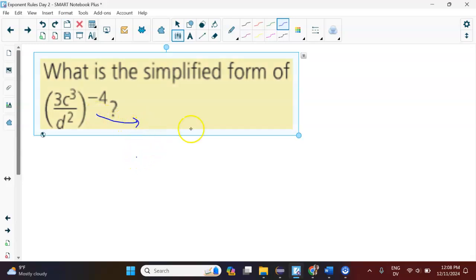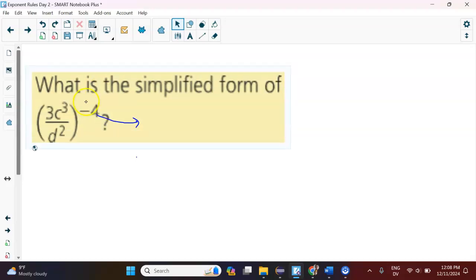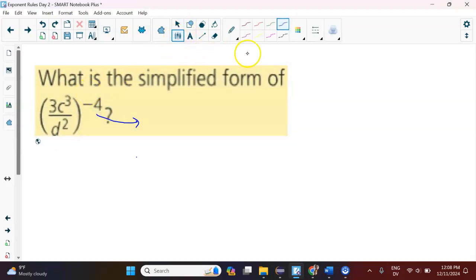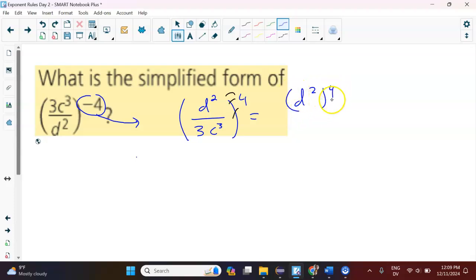Okay, so my gut on this one, how to start, is this negative exponent on the outside means flip. Okay, when it's outside, it means just flip the whole fraction and make it positive. So I'm going to put the d squared on top, and then the 3c to the 3 on the bottom, and now it's a positive exponent. Okay, from here, now I would distribute in the 4. Now that it's a positive exponent, distribute it in, and so we end up with d to the 2nd to the 4th, and then on the bottom we have 3 to the 4th and c cubed to the 4th.